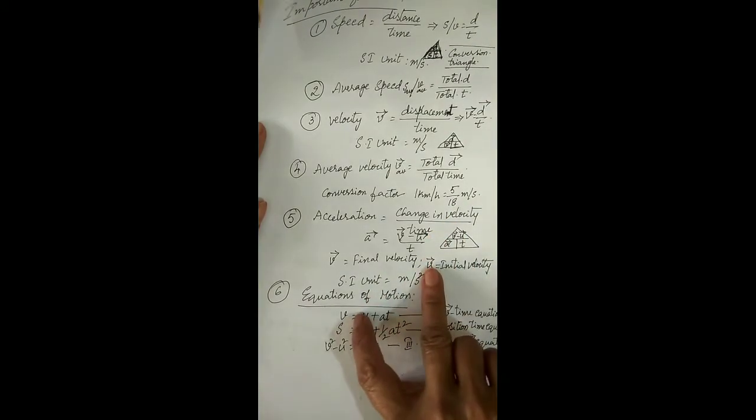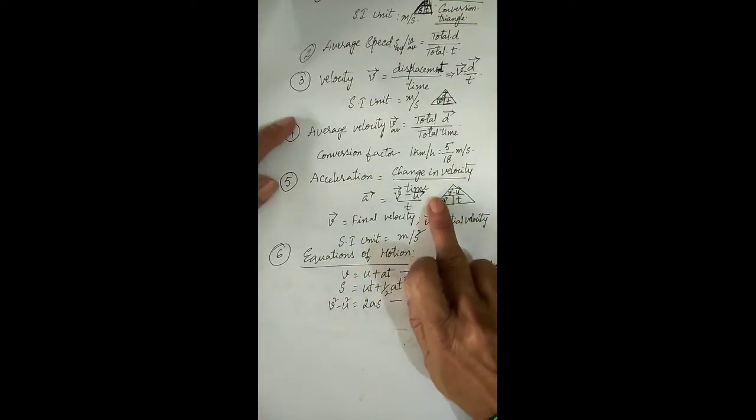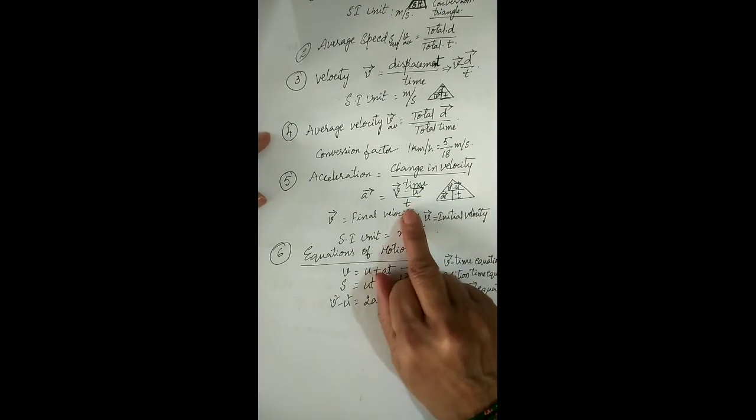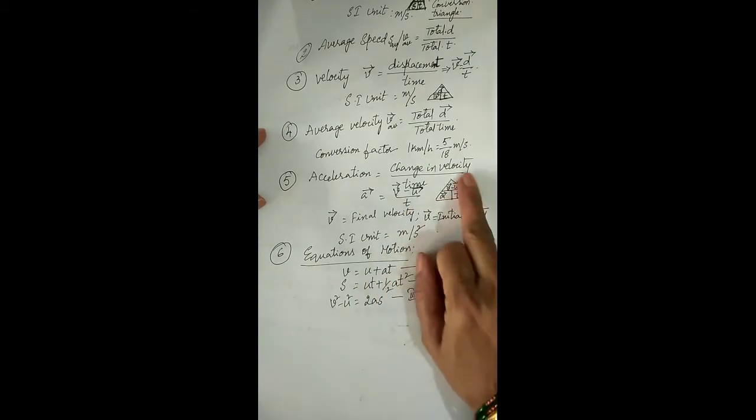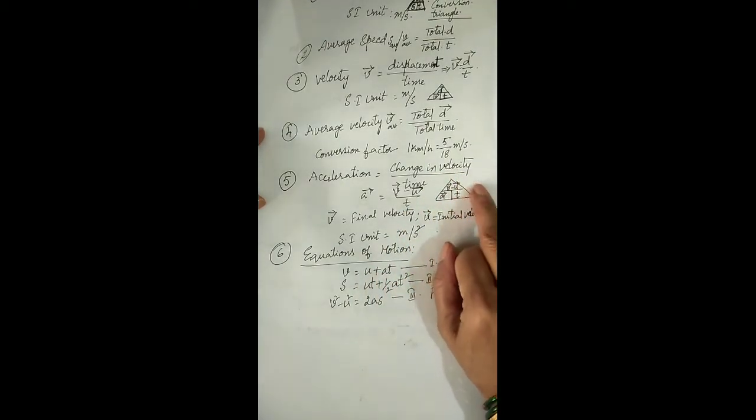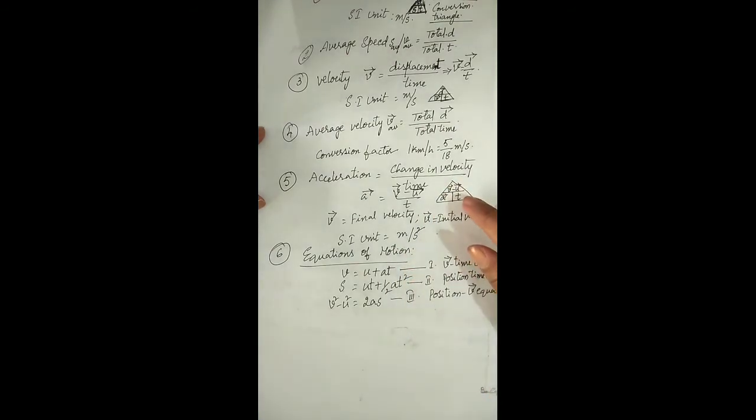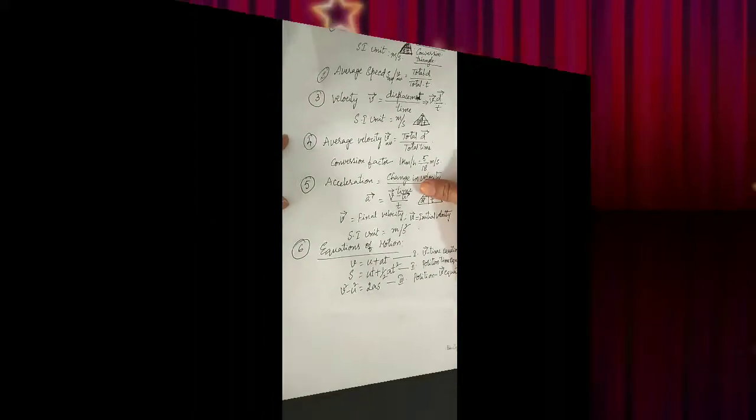Now coming to acceleration. Acceleration is change in velocity by time. A vector is equal to final velocity minus initial velocity by t. For everything you can write a conversion triangle beside the formula, then you won't get the formula wrong. So A is equal to V minus U by T. If you want A, close A: V minus U by T. This is the direct formula. Suppose you want T, close T: V minus U by A. Suppose you want the V minus U value, close V minus U, so you will get A into T.